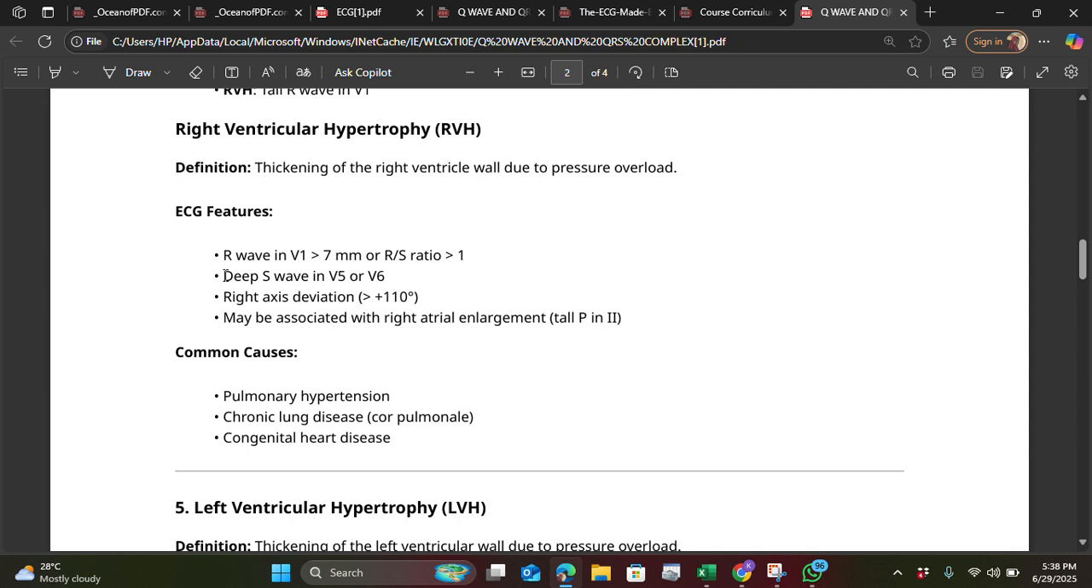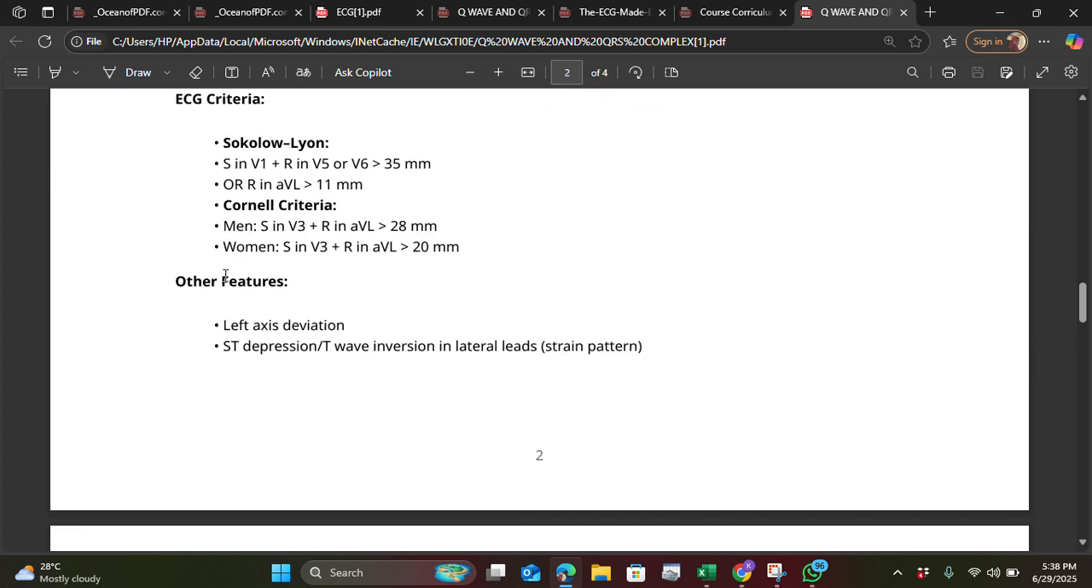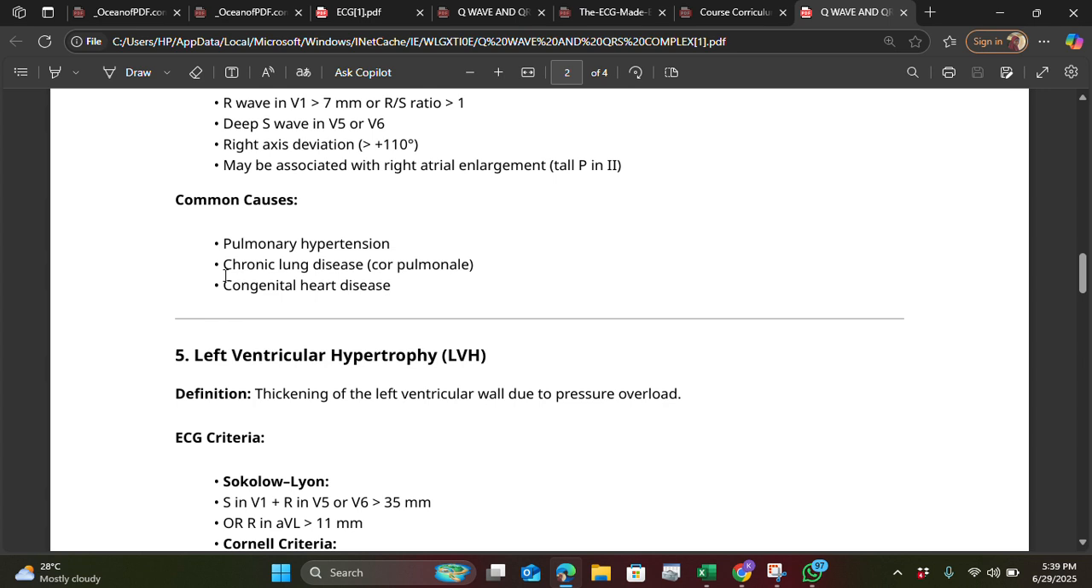Now, what causes right ventricular hypertrophy? Pulmonary hypertension. I told you that ECG can actually let you know that your patient has hypertension. What can cause right ventricular hypertrophy? Pulmonary hypertension, chronic lung disease, or congenital heart diseases. So when your patients have any of these, you begin to see signs of right ventricular hypertrophy. Now that's right ventricular. Please don't mix it up.